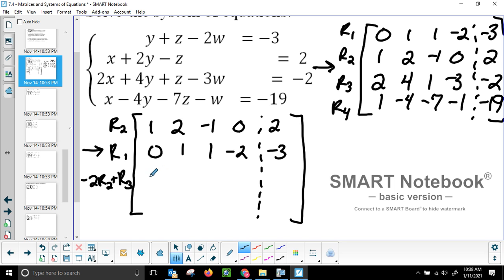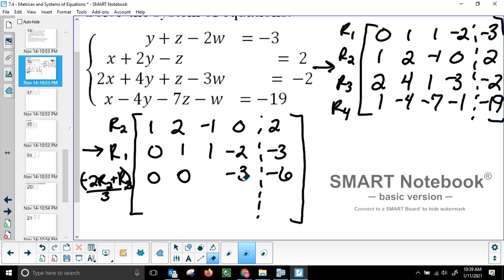So negative 2 plus 2 gives me 0. Negative 4 plus 4 gives me 0. That worked out nicely. 2 plus 1 is a 3. 0 plus negative 3 is negative 3. And negative 4 plus negative 2 is negative 6. Now remember, I am going to want this to be 0, 0, 1. And since these are all nice multiples of 3, I can just divide it by 3. So this will be 1, negative 1, negative 2.